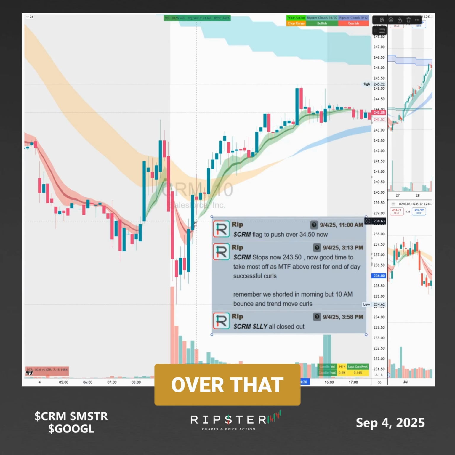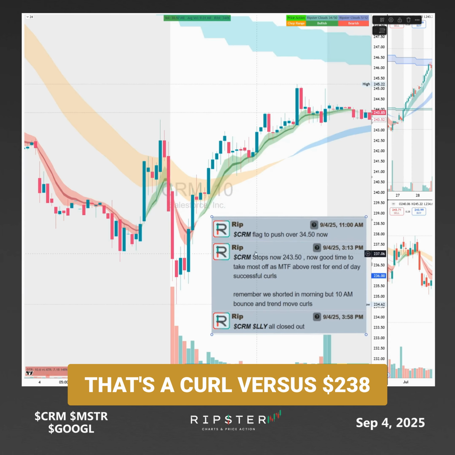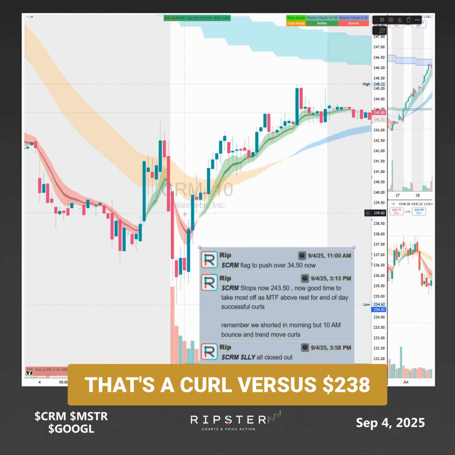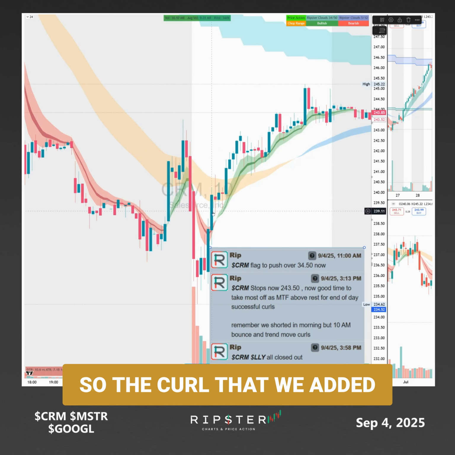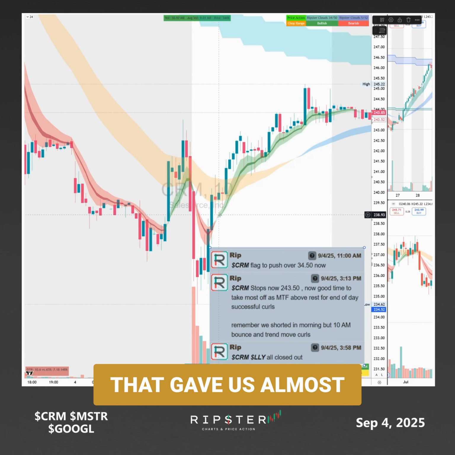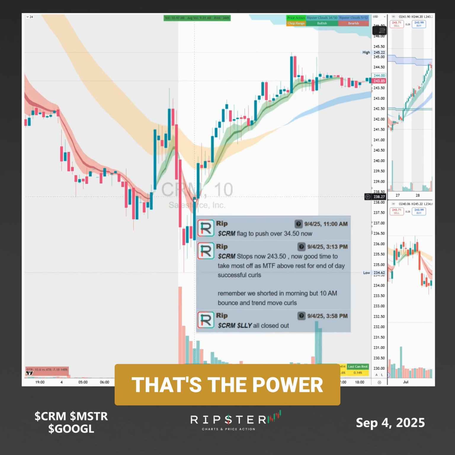Then when we pushed over that, that's when we told the traders that's a curl versus 238. So that was our curl, and then we started to move up. I told the traders to keep moving the stops up. We pushed over the 3450 clouds, then we hit the first target of 243 resistance. Then we held the 3450 clouds and continued to push to the 245s. So the curl that we added in the community at 239 gave us almost $6 per share. That's the power of the Ripster clouds.